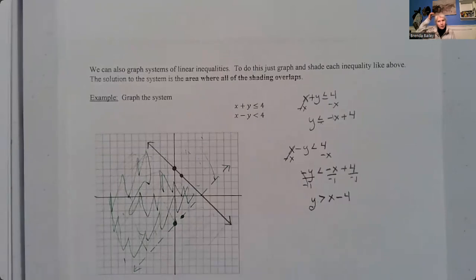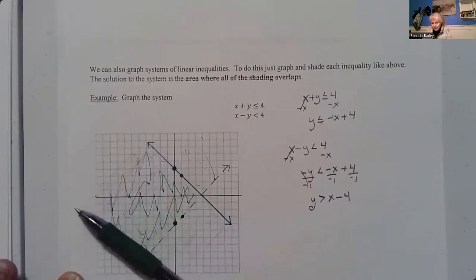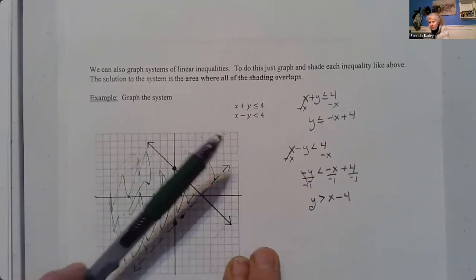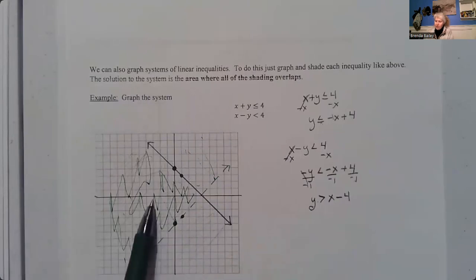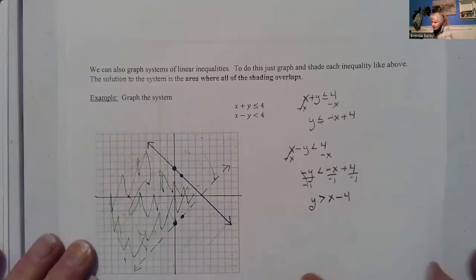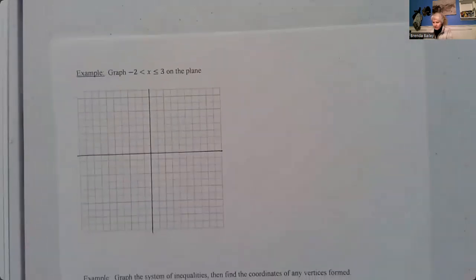Okay, so you're going to shade the common region. You darken that common region for both of them. This first line was below, and the dashed line was above, and the region that was in common was this region right here, over there on the left. Awesome. Okay. Two more to go and we're done.